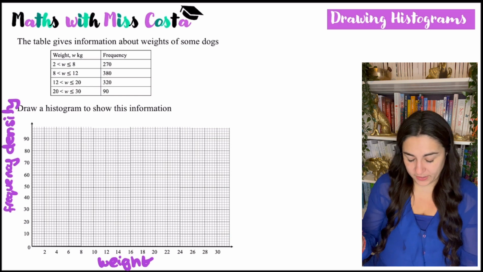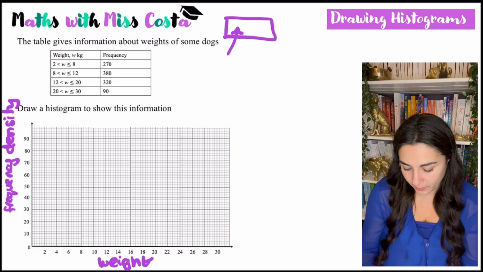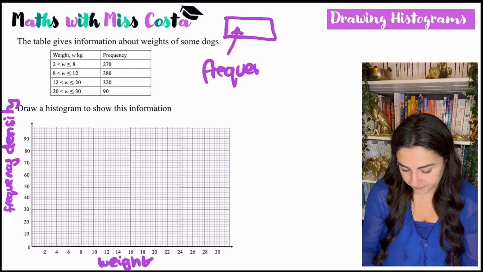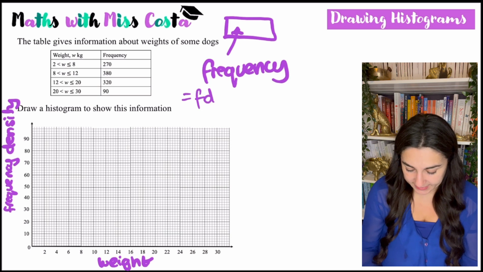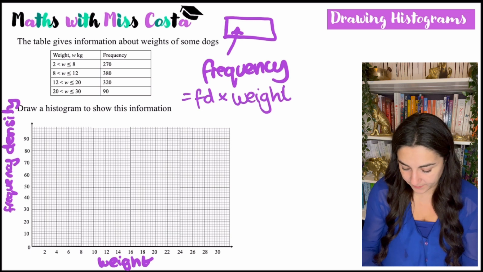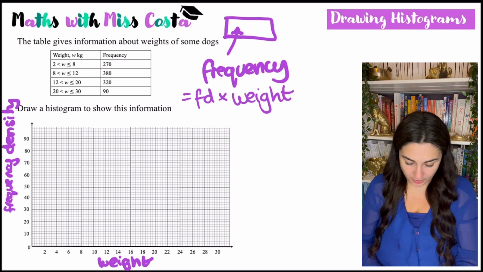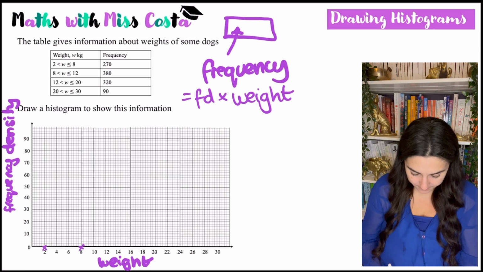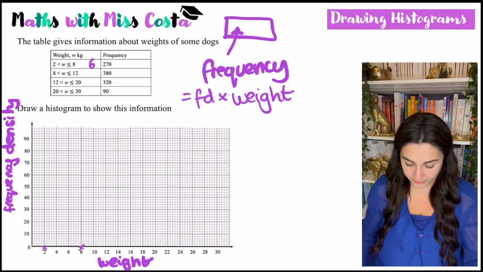Now, the way you draw a histogram is you draw a little bar, and the bar represents the frequency. So essentially, the frequency is the frequency density times by the class width. So let's see what we can do here. I know that the weight from 2 to 8, so from here to here, I've got a class width of 6 and a frequency of 270.